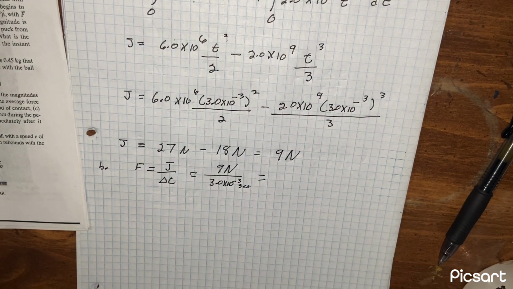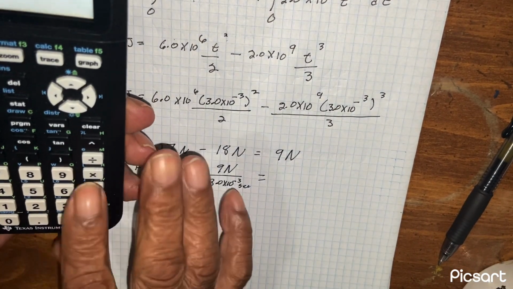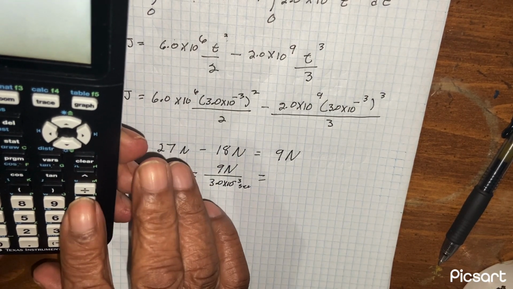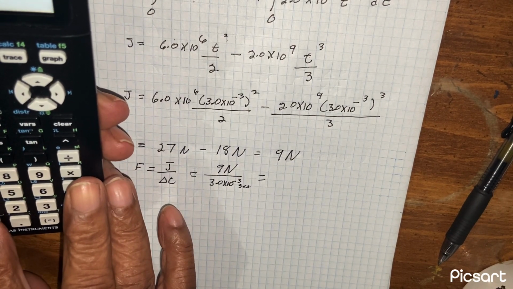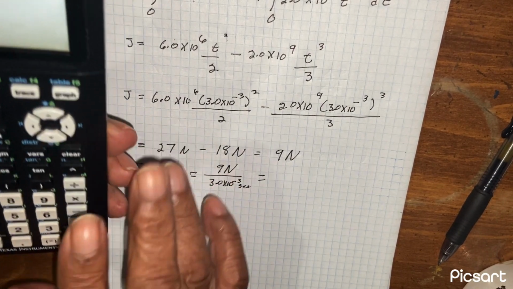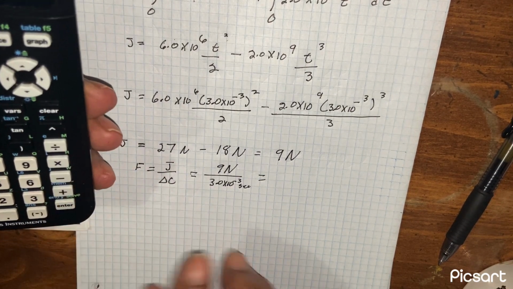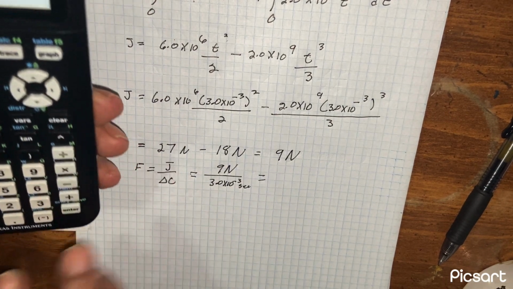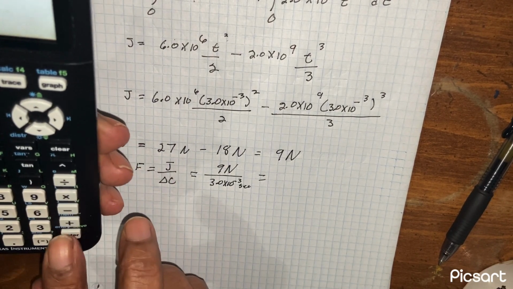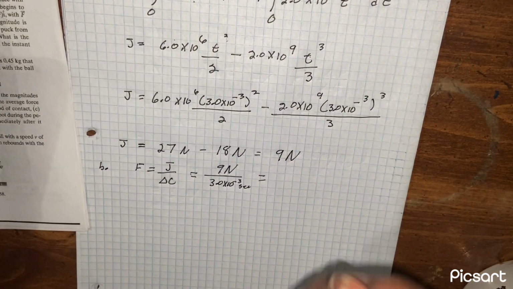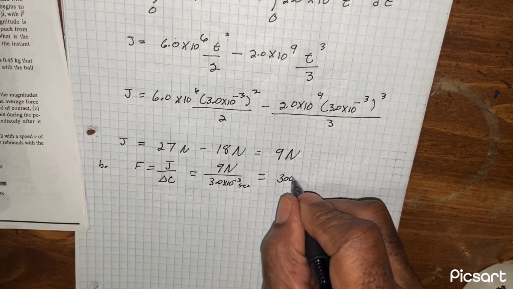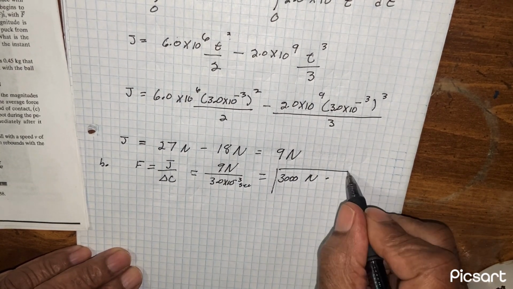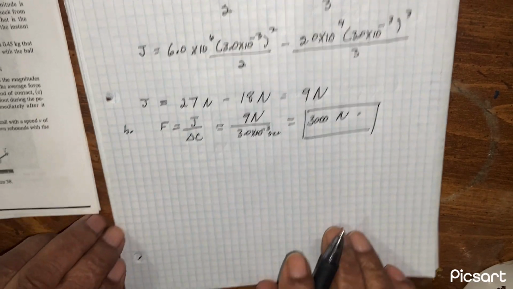So we know that force is going to be 9 times 10, shift to the third, taking that minus 3 up there, divided by 3, is going to be 3,000 newtons. Part C.